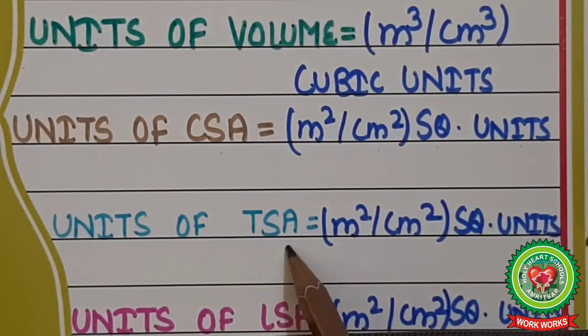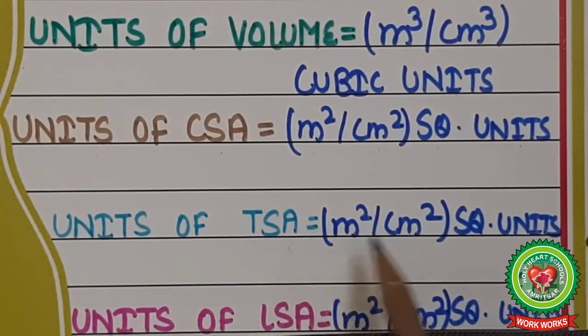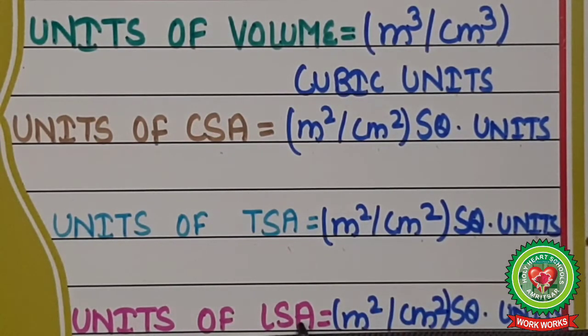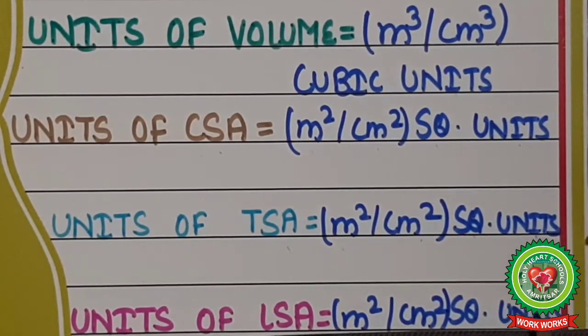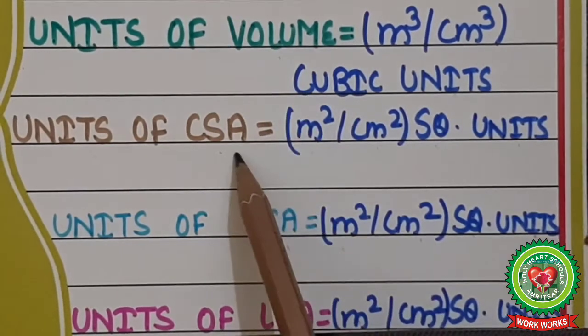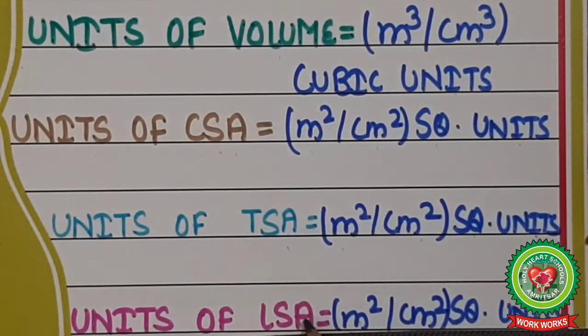Units of total surface area, as this is also the concept of area, so its units will also be square units, that are meter square or centimeter square. Similarly, of lateral surface area, its units will also be square units, that are meter square and centimeter square. So these all are the units of volume, curved surface area, total surface area and lateral surface area. So this was all about the units.